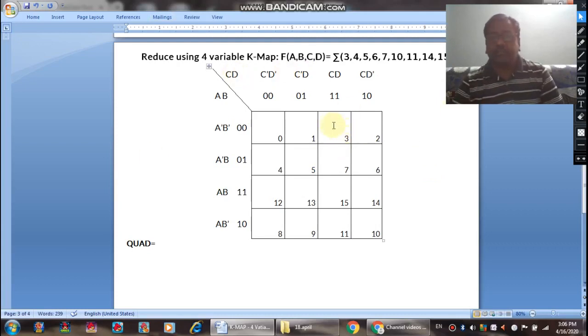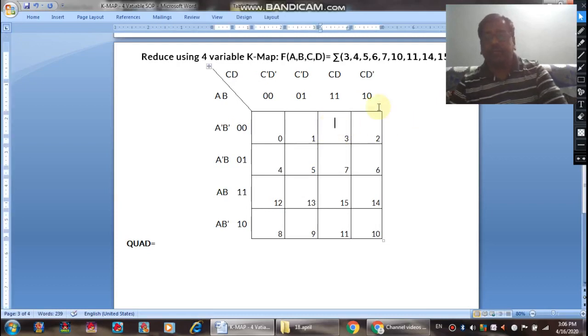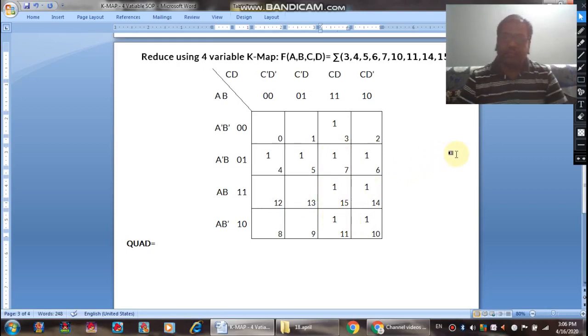Where are the cardinals given? The cardinal numbers are at 3, at 4, at 5, at 6, at 7. Then it is at 10, it is at 11, it is at 14, and it is at 15. Now we have to create groups.